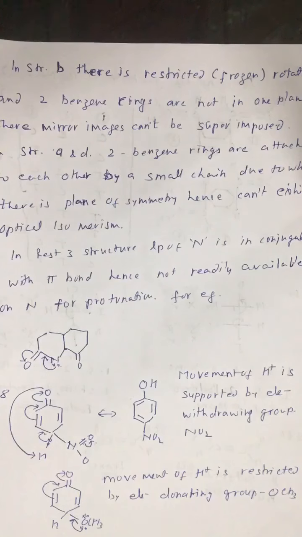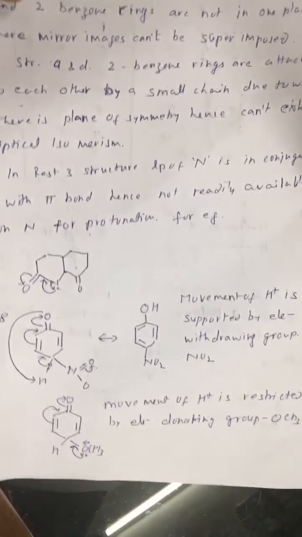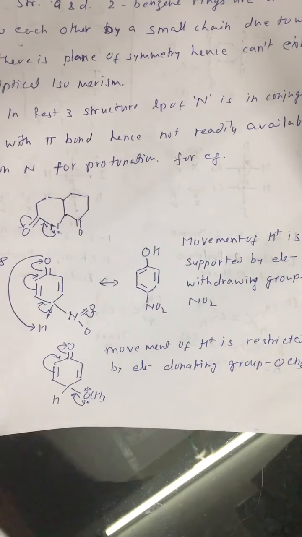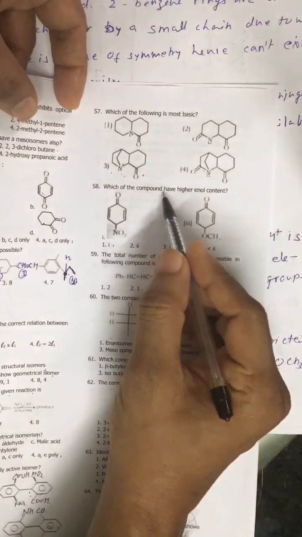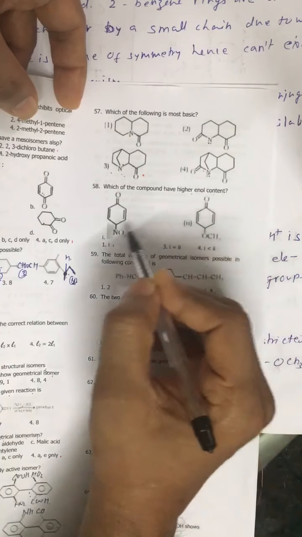Alright. Now look at question number 58. Question number 58. The question is which of the following compounds has higher enol content?